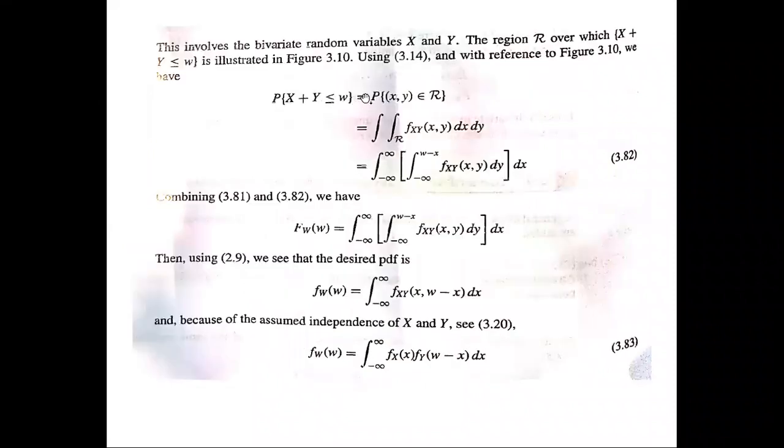So going on those lines, you can say that the region corresponding to x plus y less than w is below the line which is nothing but x plus y equal to w. That can be written like this: P of (x, y) belonging to the region R. And once we say that, we are talking about the CDF.